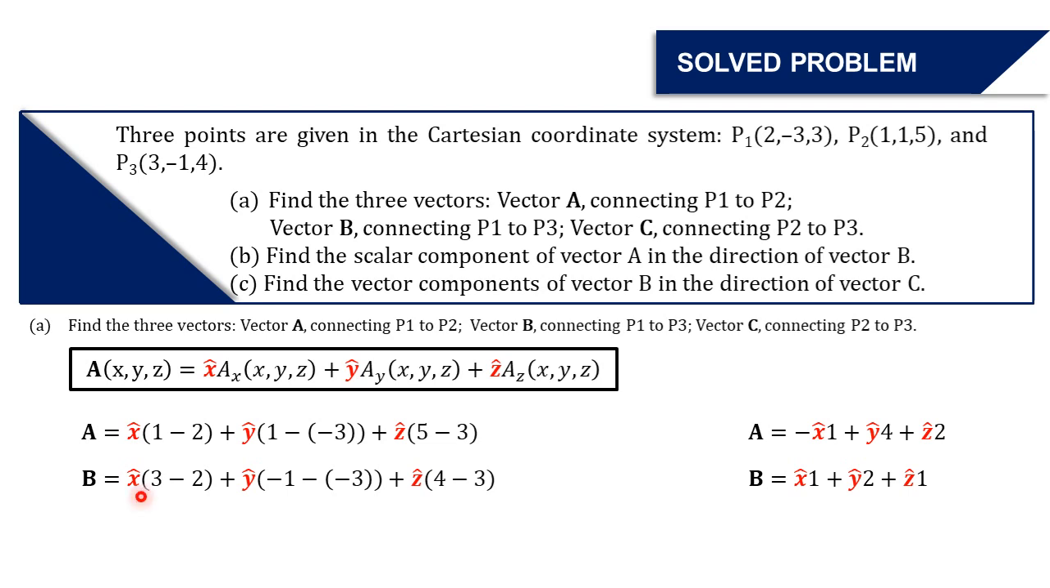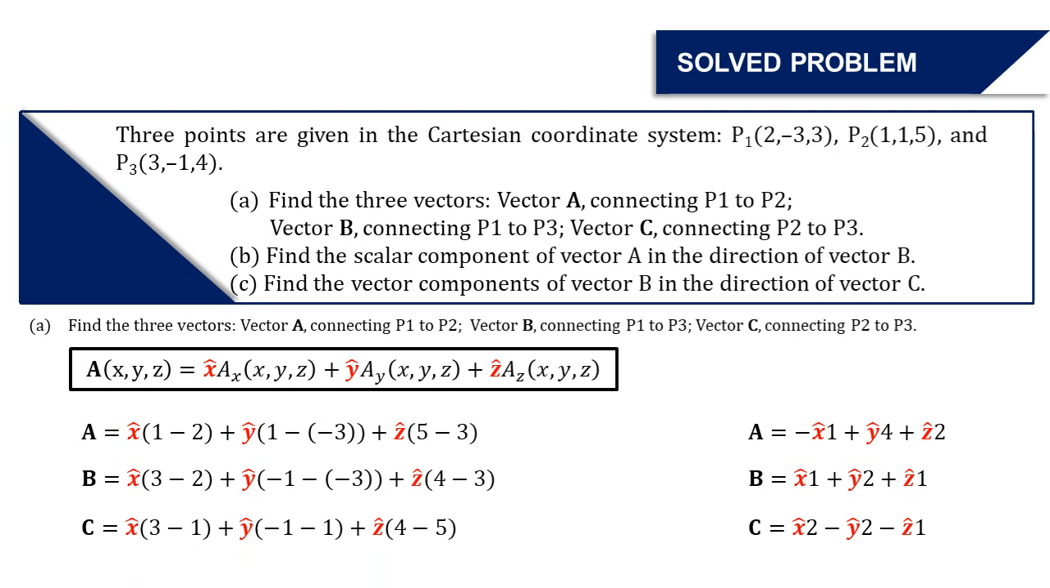Now, vector B. We have x hat times 3, that is our point 3, minus 2. Negative 1 minus negative 3, and then 4 minus 3. So, our vector B would be x hat 1 plus y hat 2 plus z hat 1.